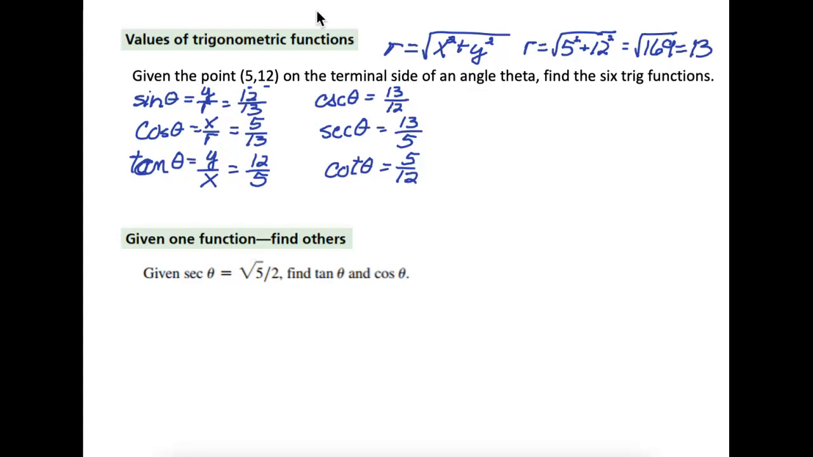Now, the second question says, given a function, find the others. If I'm told the secant is the square root of 5 divided by 2, let's go back to our definition of secant. Secant is defined as being the reciprocal of cosine, so that means it is r divided by x.